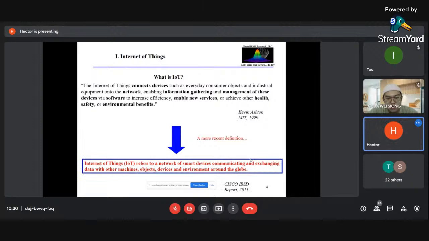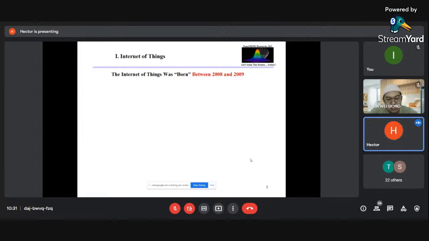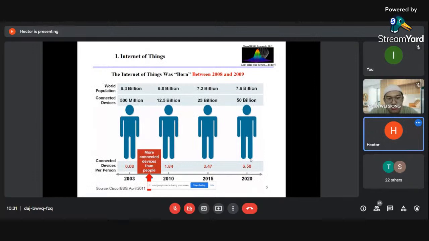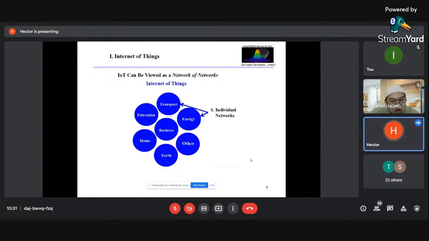A more recent definition of the Internet of Things is that it refers to a network of smart devices communicating and exchanging data with other machines, objects, devices, and the environment around the globe. The IoT was defined as having been born between the years 2008 and 2009, when the number of connected devices became greater than the number of people on the earth. The IoT may be viewed as a network of networks, where we have individual networks connected together within a system endowed with security, analytics, and management.